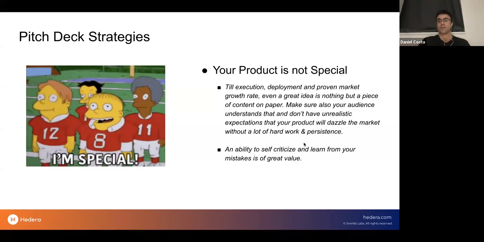So also, the ability to self-criticize. If you find yourself, from the beginning, able to criticize what your product is good at and what's not, and how you need to work to make it better, the gaps, people really appreciate that, because they're also investing in you and your team and your ability to go forward, right? And because there are going to be a lot of bumps along the way.